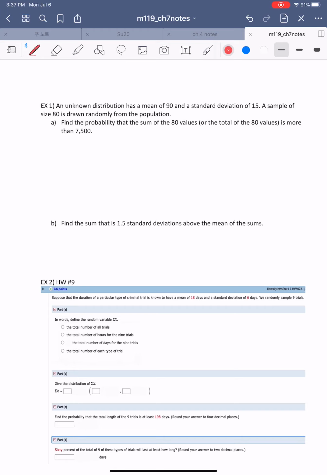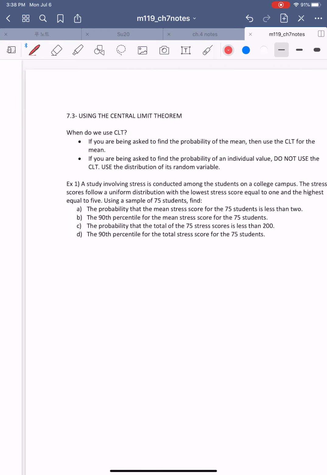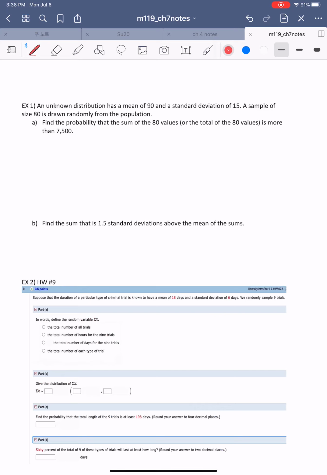All right, so there are 2 more exercises, examples 1 and 2 for central limit theorem number 2, and then we'll go to the last section. An unknown distribution has a mean of 90 and standard deviation of 15. A sample of 80 is drawn randomly from the population. Now from this description, you don't see the word sum or sample mean or anything. So this mean is just your regular x, and the standard deviation is for your x variable. We have a sample size of 80.